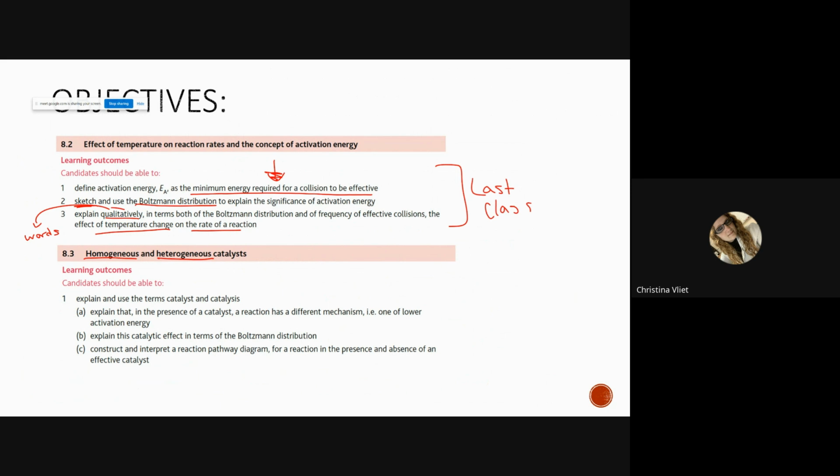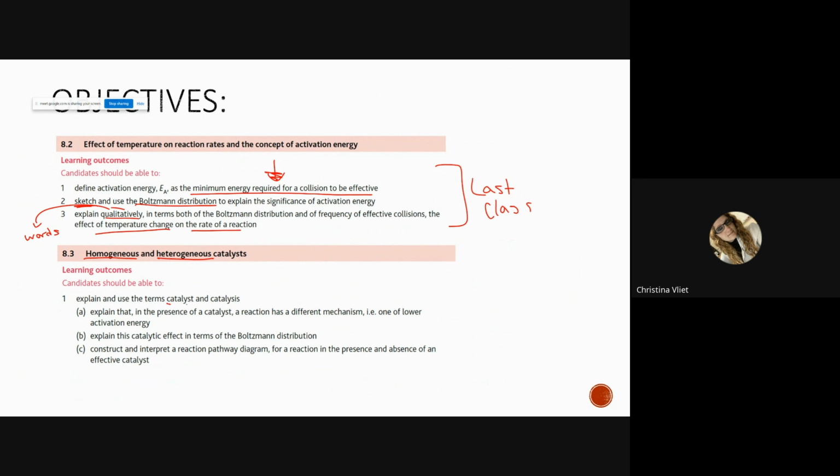Homo meaning same, hetero meaning different. But we're going to look at what's the same and what's different about a homogeneous catalyst versus a heterogeneous catalyst. If you see it printed like this, it means I was too lazy to type it all out, so I just copy pasted it from the Cambridge syllabus, but it's the same words.